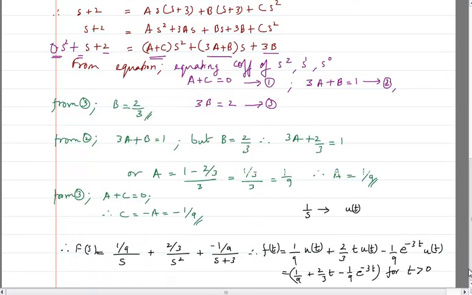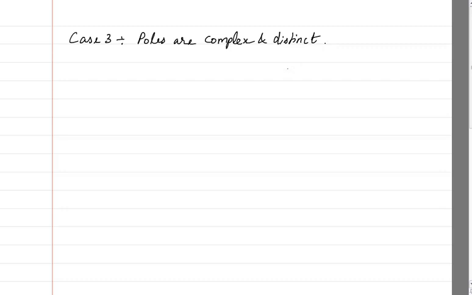Next, we will go for the third case. So case 3 would be for the case when the poles are quadratic, or what I will say is complex, and they are distinct. Okay, and they are distinct. So how do we do that?